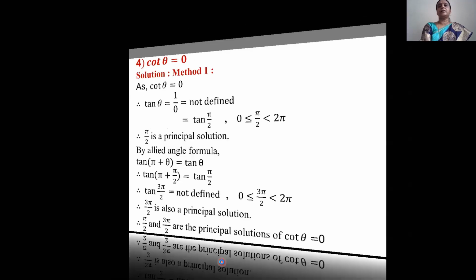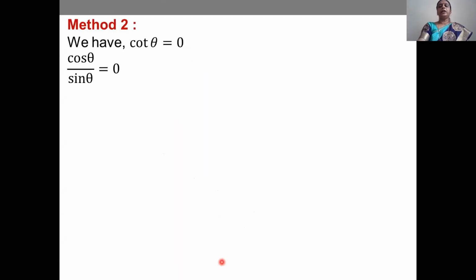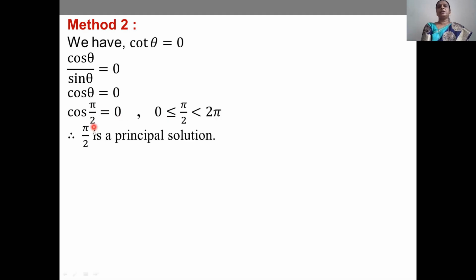Now let's consider method 2. Write down cot theta is equal to 0. Cot theta means cos theta divided by sin theta is equal to 0, which means cos theta is equal to 0. Now where do we get the value of cos theta as 0? At the angle pi by 2. Therefore write down cos(pi/2) is equal to 0. Pi by 2 is the angle of 90 degrees, which obviously lies in the interval 0 to 2 pi. It means pi by 2 is our first principal solution.